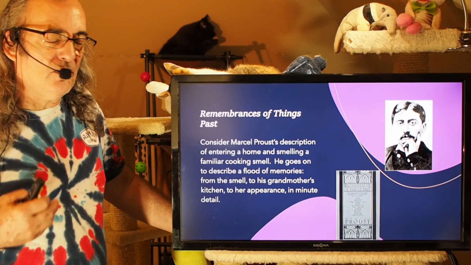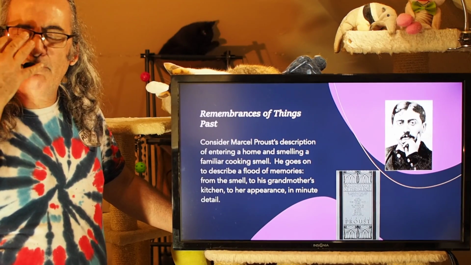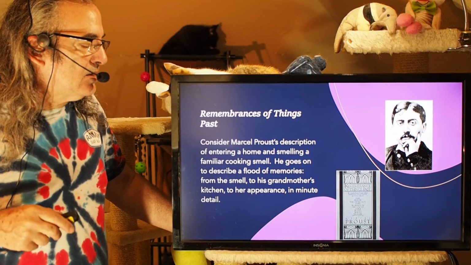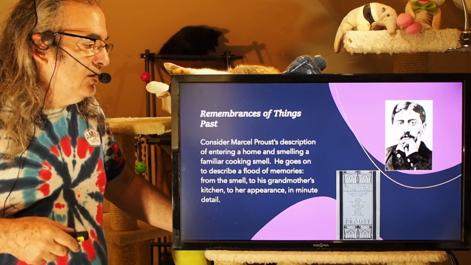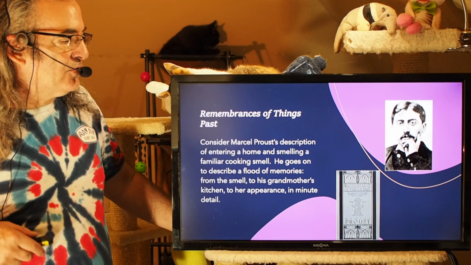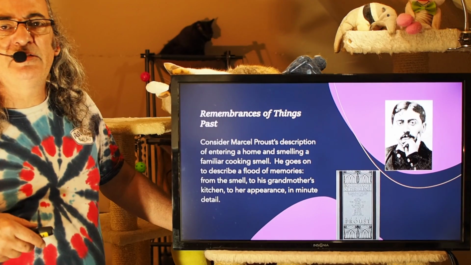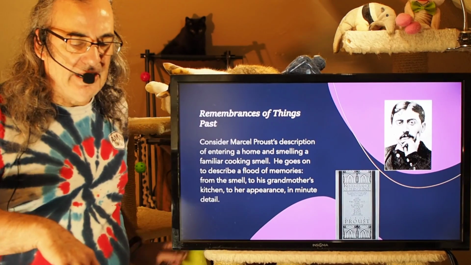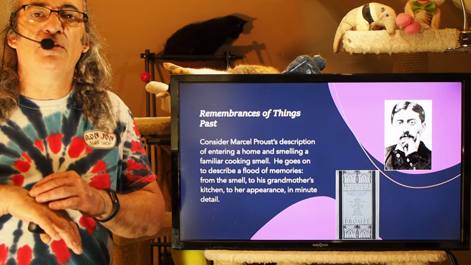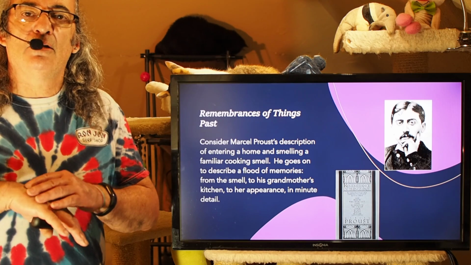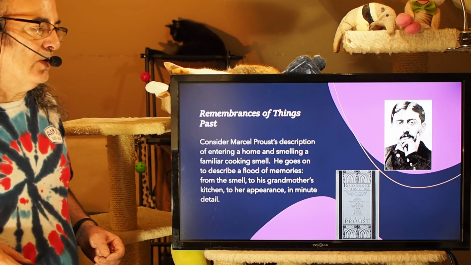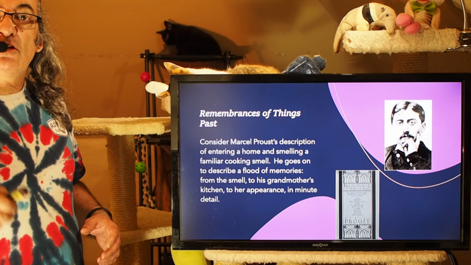So Marcel Proust's description of entering a home, and he makes this so real in the book. He says, I entered the home, and the smell pervaded my senses, right? And he said the familiar cooking smell. He goes on to describe a flood of memories from the smell to his grandmother's kitchen to her appearance in minute detail, even describing her hand at the stove and that kind of transparent, paper-thin skin that the elderly can develop, and just the tremendous richness of detail that occurred from a smell.